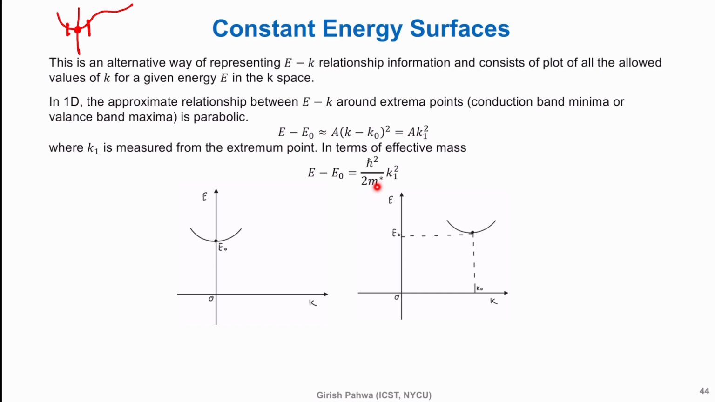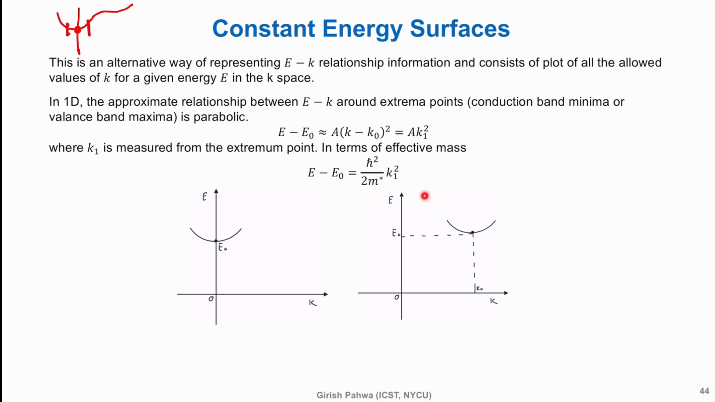Now I have this relationship. It looks familiar, right? We have seen this many times, that E is equal to h bar square K square upon 2m for the free particle, for example. So something similar we get, but m is replaced with the effective mass, m star. Now this is the 1D. What about the 2D?